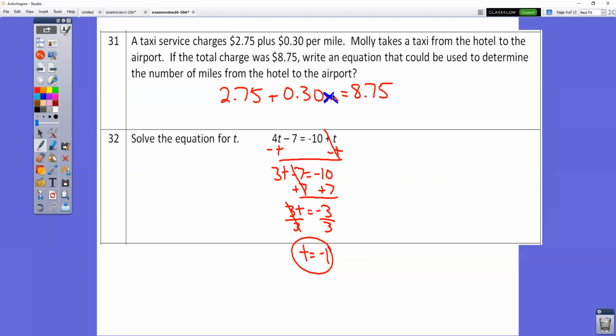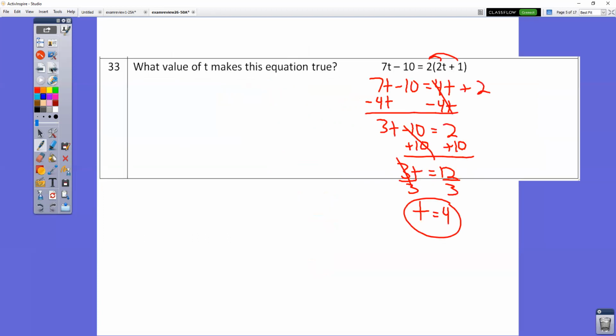In question number 32, solving the equation for t, we're in the solving equations portion of the exam. So there's really a 1 in front of that t. You want to get all the letters onto one side. So the first thing that you want to do is minus 1t and minus 1t. Those 1t's cancel out. 4t minus 1t is 3t. Bring down your minus 7, bring down your equal sign, bring down your negative 10. Now you just have a two-step equation. Add 7s, divide by 3s, you get t equals negative 1.